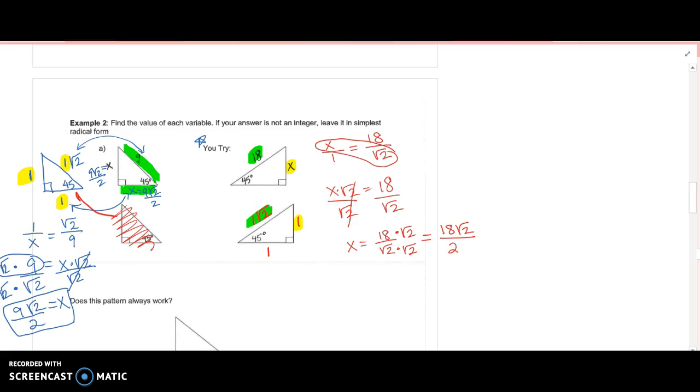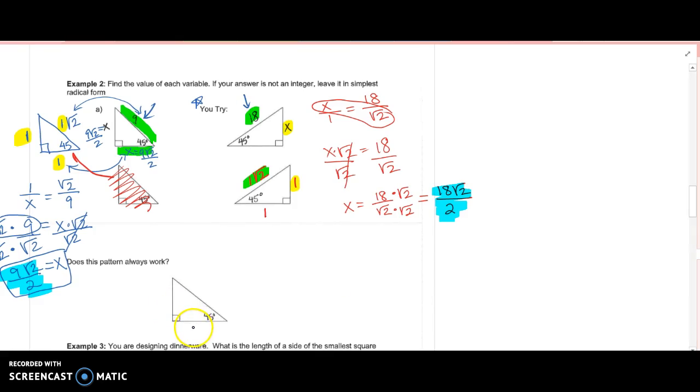Huh! Interesting! 18 square root 2 over 2. Do you notice a pattern when my hypotenuse is a whole number to start with? What happens to the other two sides? Is it perhaps that they become that hypotenuse times square root 2 over 2? Yes, it is, friends. If your hypotenuse is some whole number x, then the other two sides, the congruent sides, become that number square root 2 over 2. So that pattern also works.